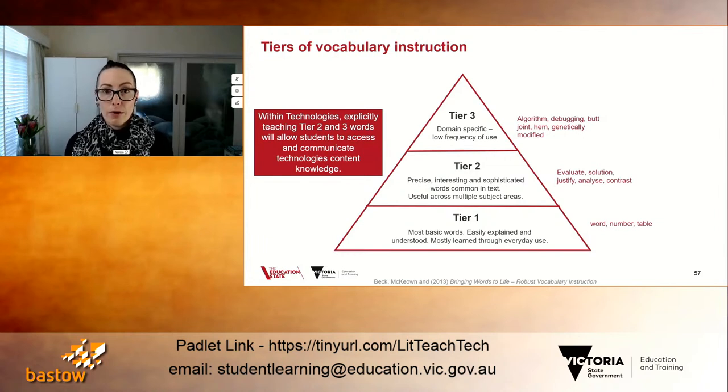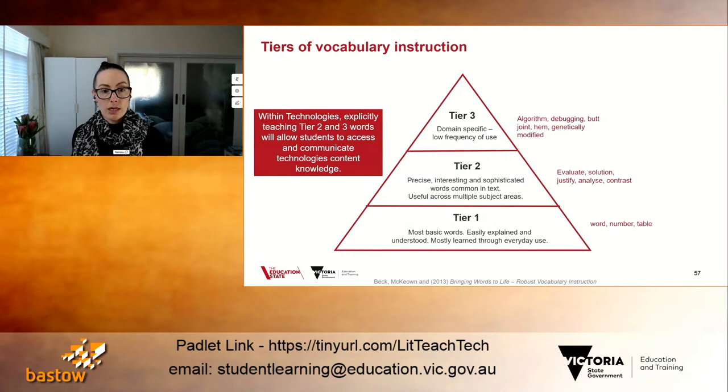If you have a high AEL population, where they're coming from, but sometimes you'll need to do instruction in tier one words as well. Beck and McKeown's research would suggest that tier one words, even for new English language learners, they'll come across those. They'll be able to develop their skills in that, say, in the first 18 months of being exposed, immersed in that language in their new country. But tier two and three, if we don't do explicit instruction around these, our students might never come across them. And they're really important words to be able to succeed in academia.